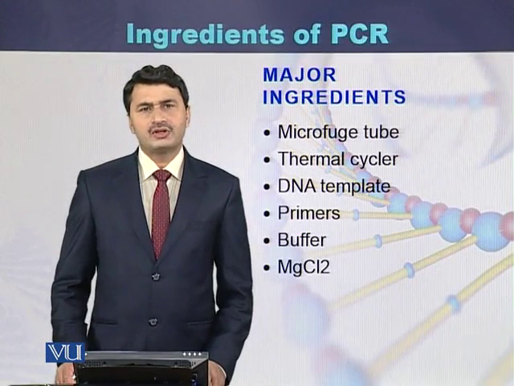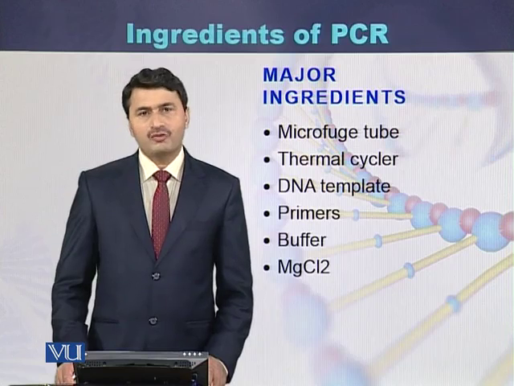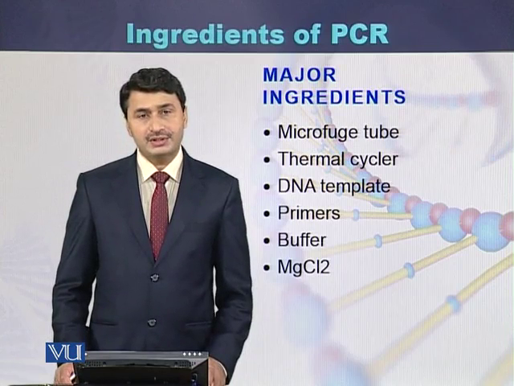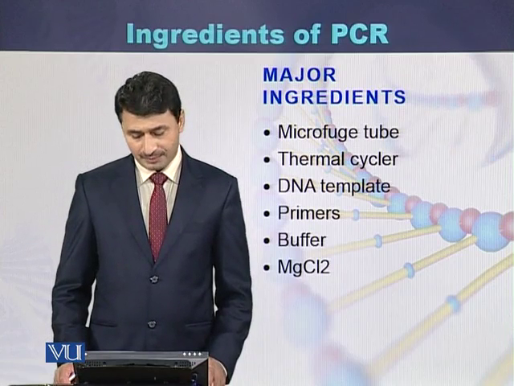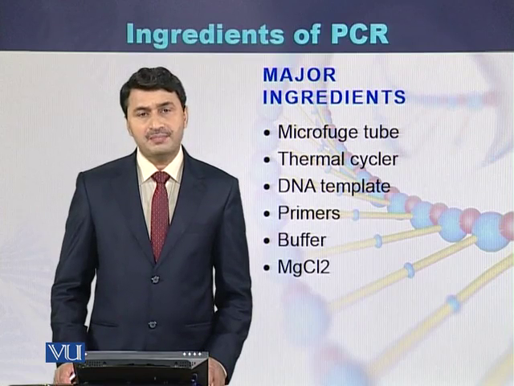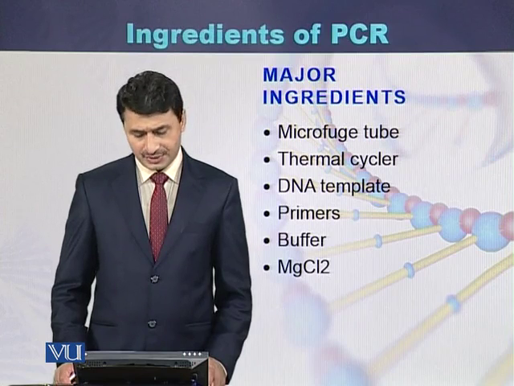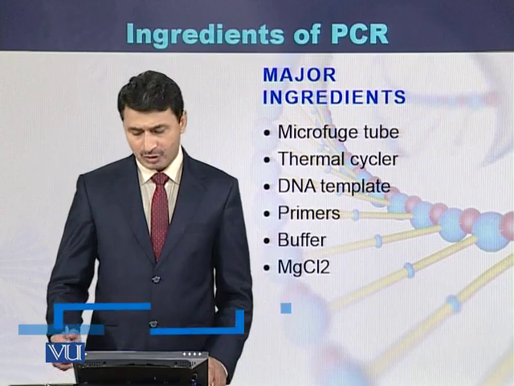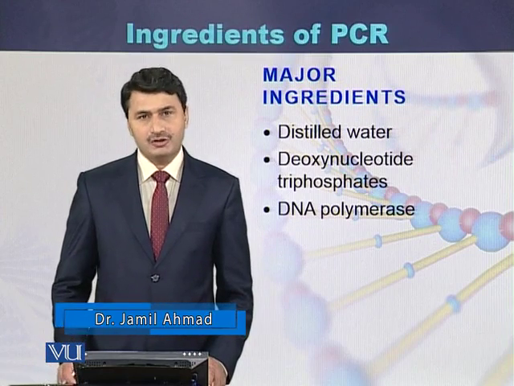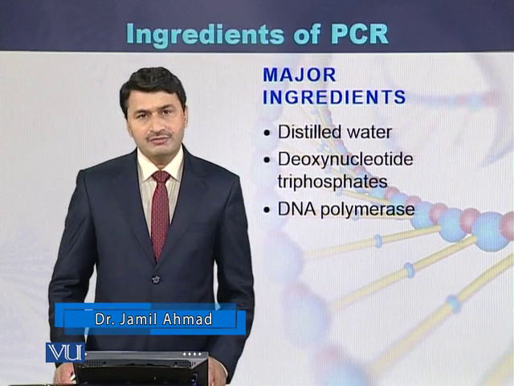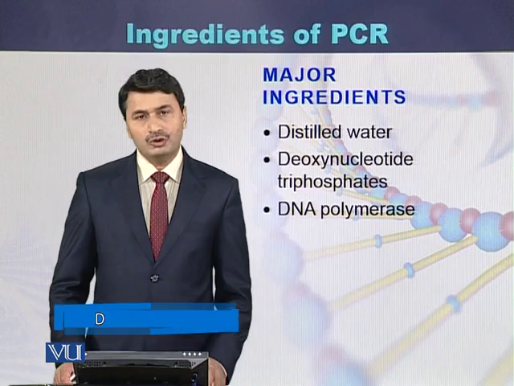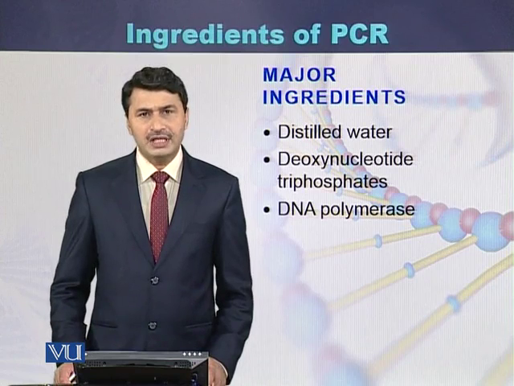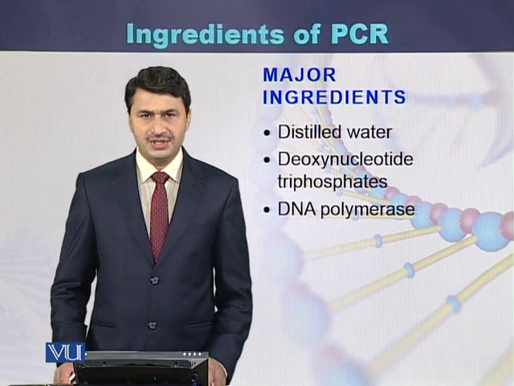The major ingredients of PCR are: microfuge tube, thermal cycler, DNA template, primers that can be a left primer and a right primer, buffer that can maintain the pH of the PCR mix, magnesium chloride which is required for the activity of the DNA polymerase, distilled water, dNTPs which are also called deoxynucleotide triphosphates, and DNA polymerase. So these are the main ingredients of a PCR mixture.